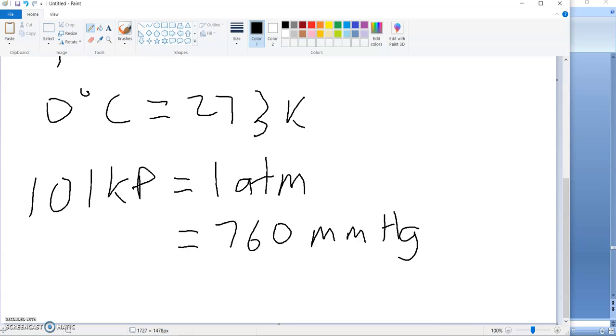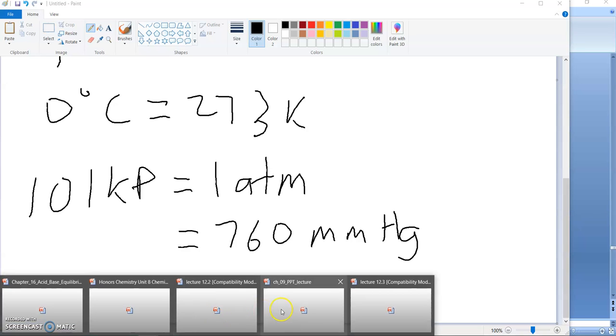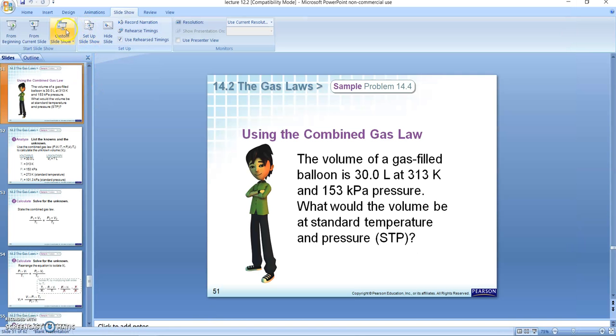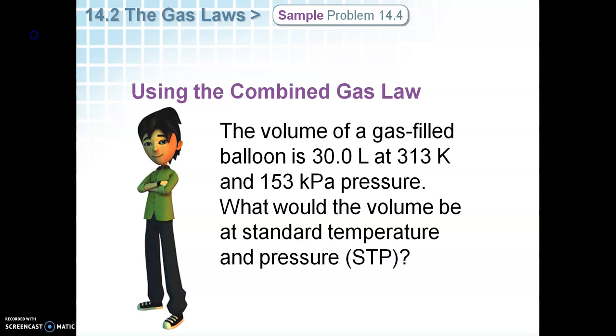So let me go back to the PowerPoint. There it is. And continue this problem. Now you'll see, again, it's a combined gas law equation. They gave us our volume, temperature, pressure. We'll call that condition 1, V1, T1, P1. And then they ask us what's the new volume, V2, at STP.